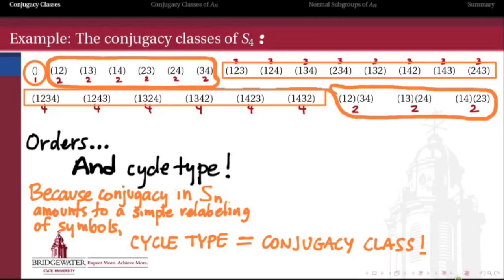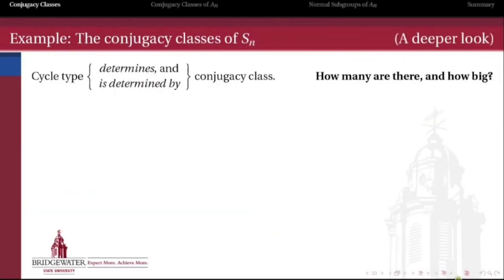Let's take an even deeper look at that for a second. We have 5 conjugacy classes in S4. Let's go a little bit deeper here. So cycle type determines and is determined by conjugacy class. So how many conjugacy classes are there in general in Sn, and how big are they?